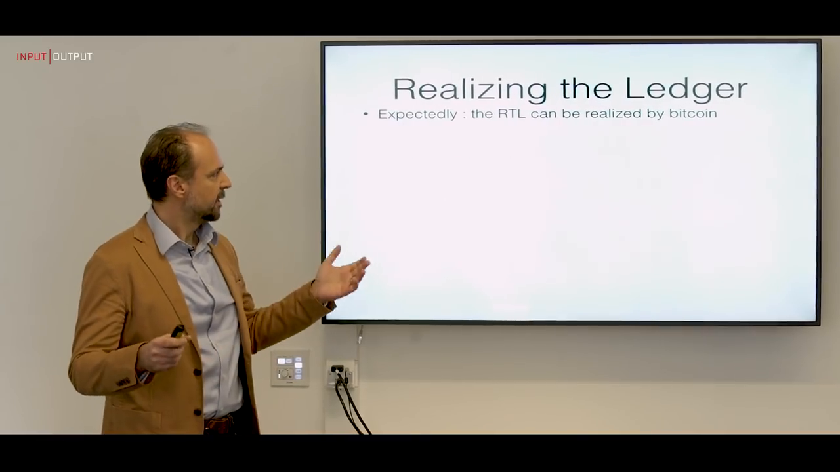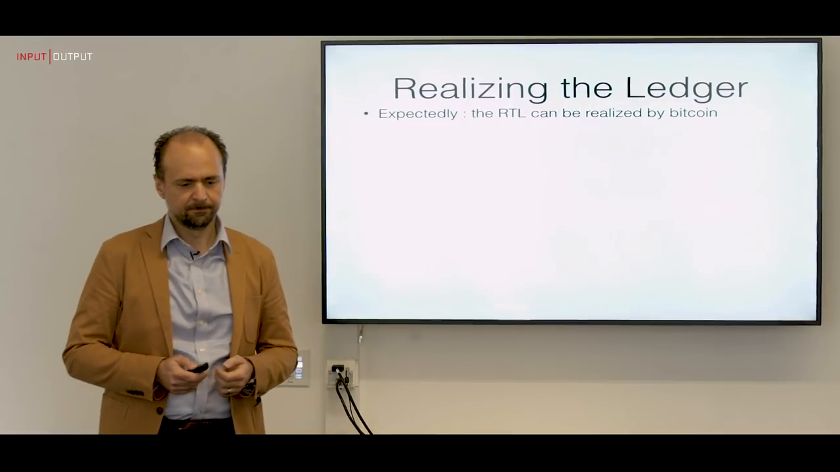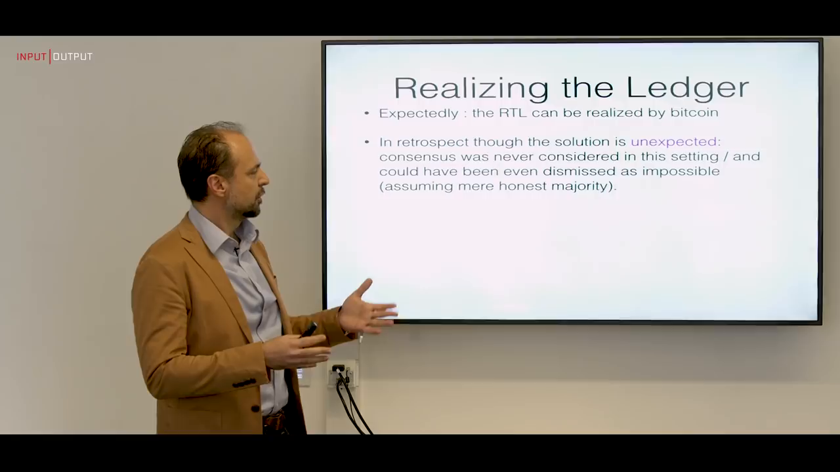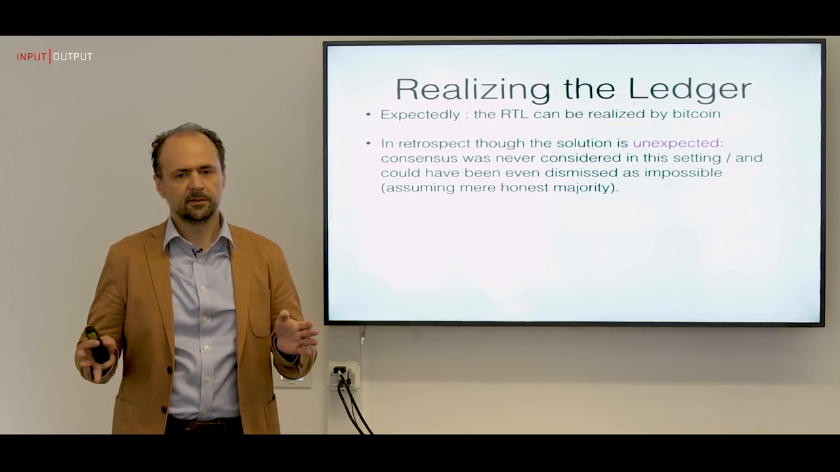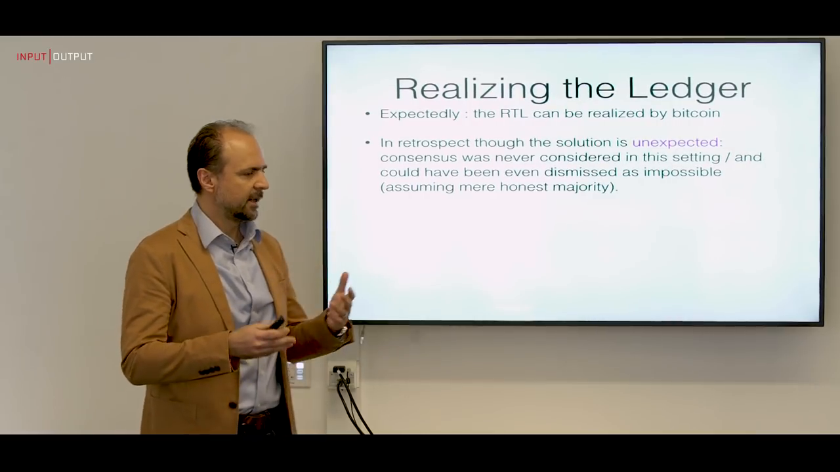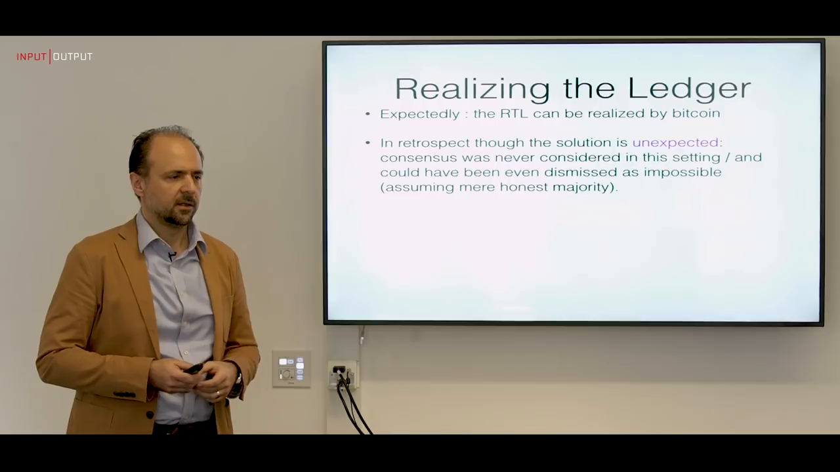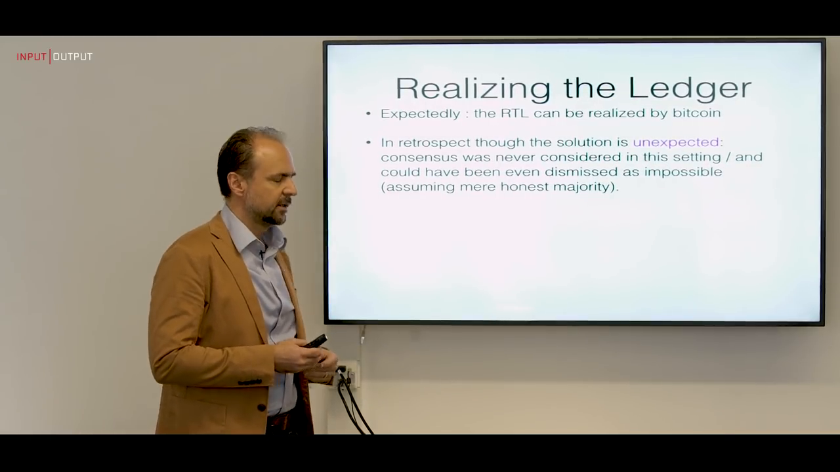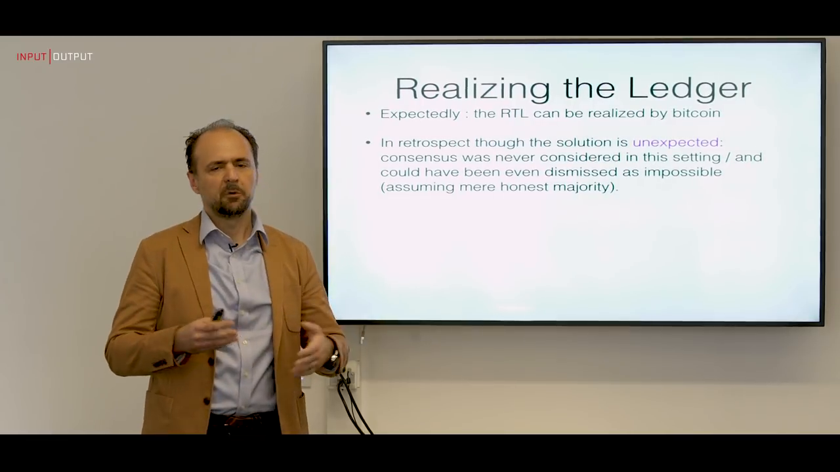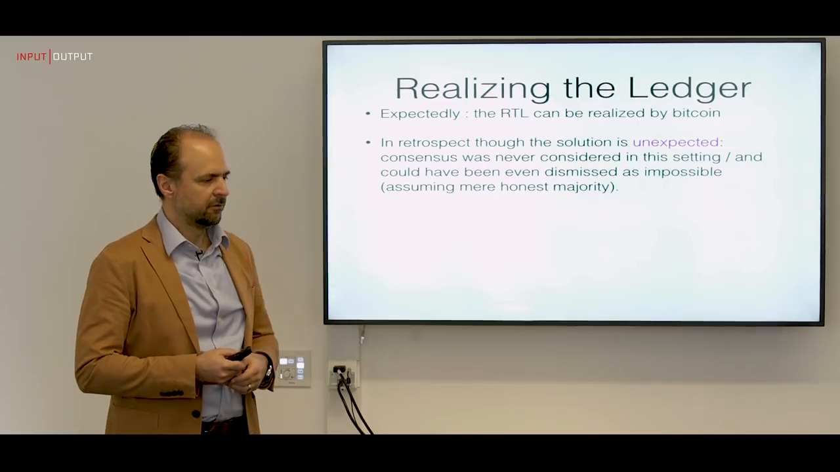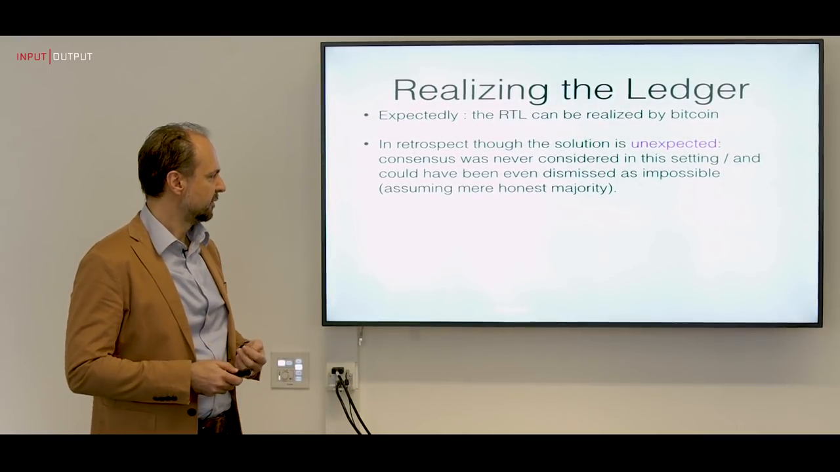So what does it take to realize the ledger? Realizing the ledger is something that, as you can expect, can be achieved by Bitcoin. The Bitcoin protocol itself was the inspiration for defining this problem. Nevertheless, this solution also, I should say, came out, in retrospect at least, somewhat unexpected. The problem itself was never considered in this setting, the problem of consensus, or of having a ledger of the type that Bitcoin solves. If you look at the theoretical results in the distributed systems literature, you might even consider that result impossible, given that we knew the barrier, without using some type of public infrastructure, was one third of the parties being malicious, and Bitcoin was achieving that with a threshold close to 50%.